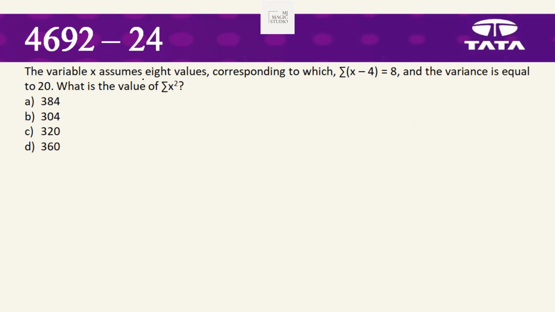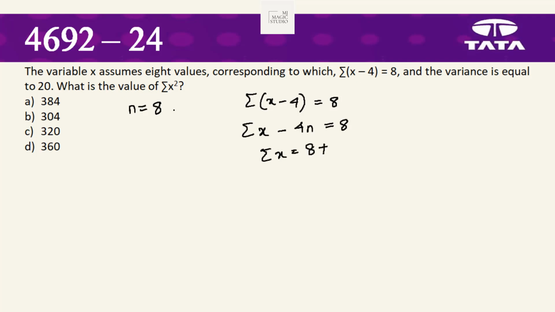The variable x assumes 8 values. That means n is equal to 8. Corresponding to which summation x minus 4 is equal to 8. That means summation x minus 4n is equal to 8. Summation x is 8 plus 4 into 8 is 32. That is 40.